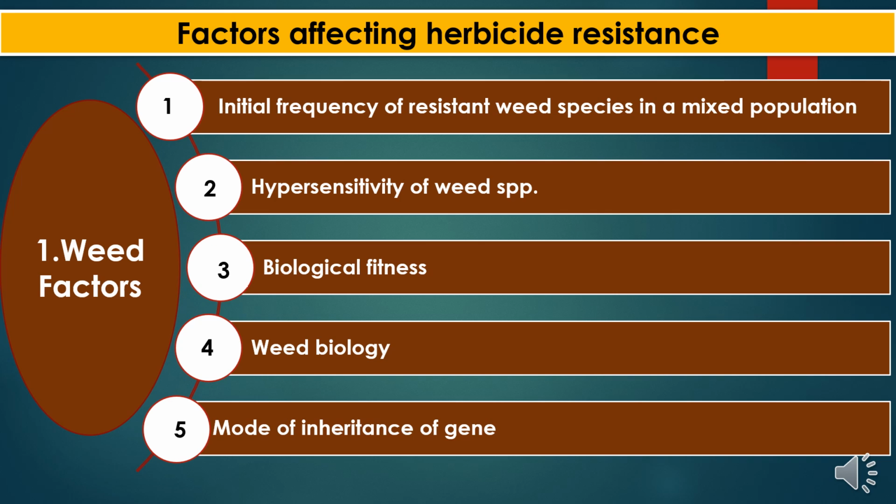Fifth factor is mode of inheritance of the gene. Inheritance of a single gene which confers resistance against a herbicide for a specific target site may dominate under field conditions, inherit and express readily under heterozygous conditions resulting from outcrossing of weeds at field level.